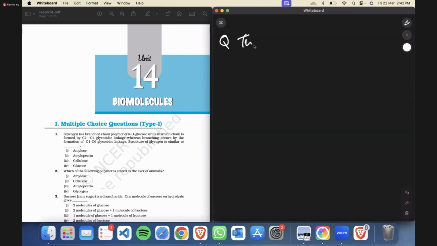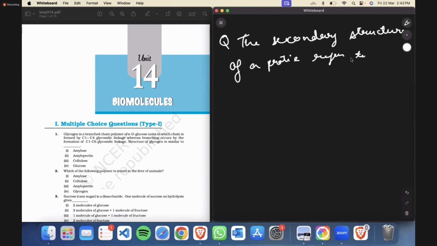The secondary structure of a protein refers to alpha helical and beta pleated backbone, as I told you.